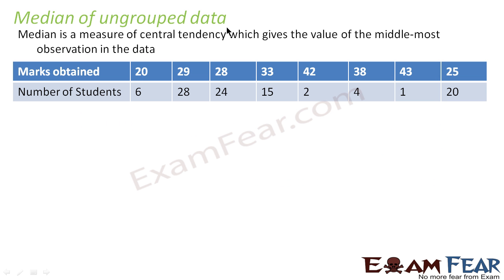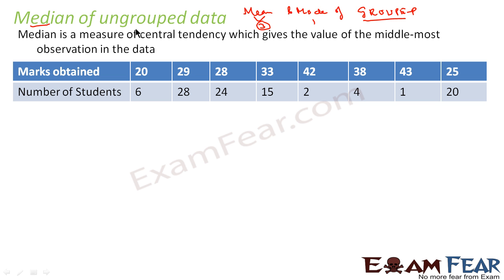Till now we have studied mean and mode of group data. Correct? We have studied all these three. For mean we have three methods: direct method, step deviation method, and assumed mean method. And for mode we have only one method, all this way for group data. Now we'll study median of group data.